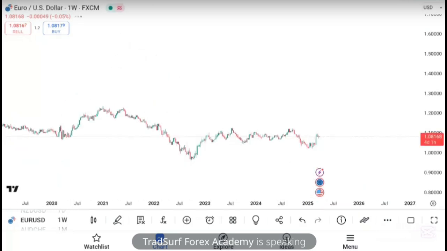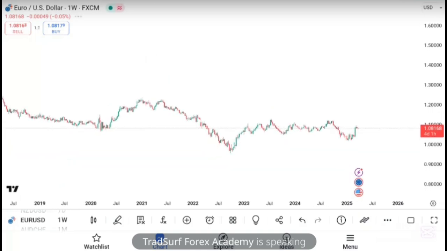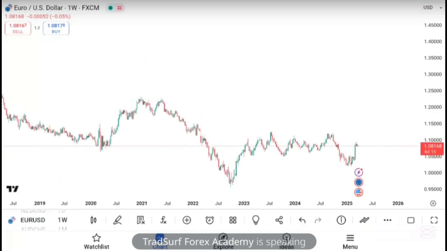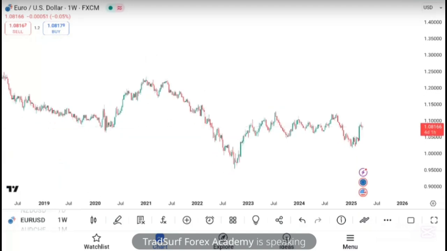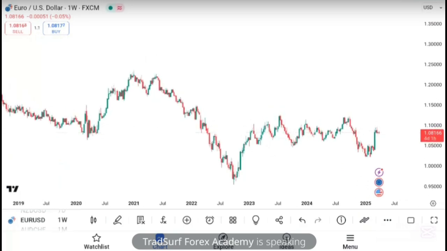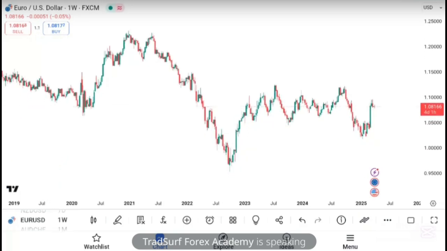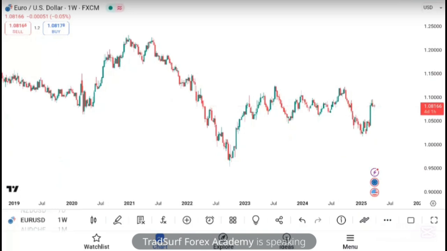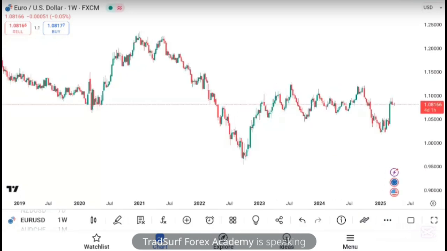I said the weekly time frame is for us to plot our key levels, for us to draw our key levels. So our key levels are regions of a turning point in the market, areas where price has been testing consecutively.